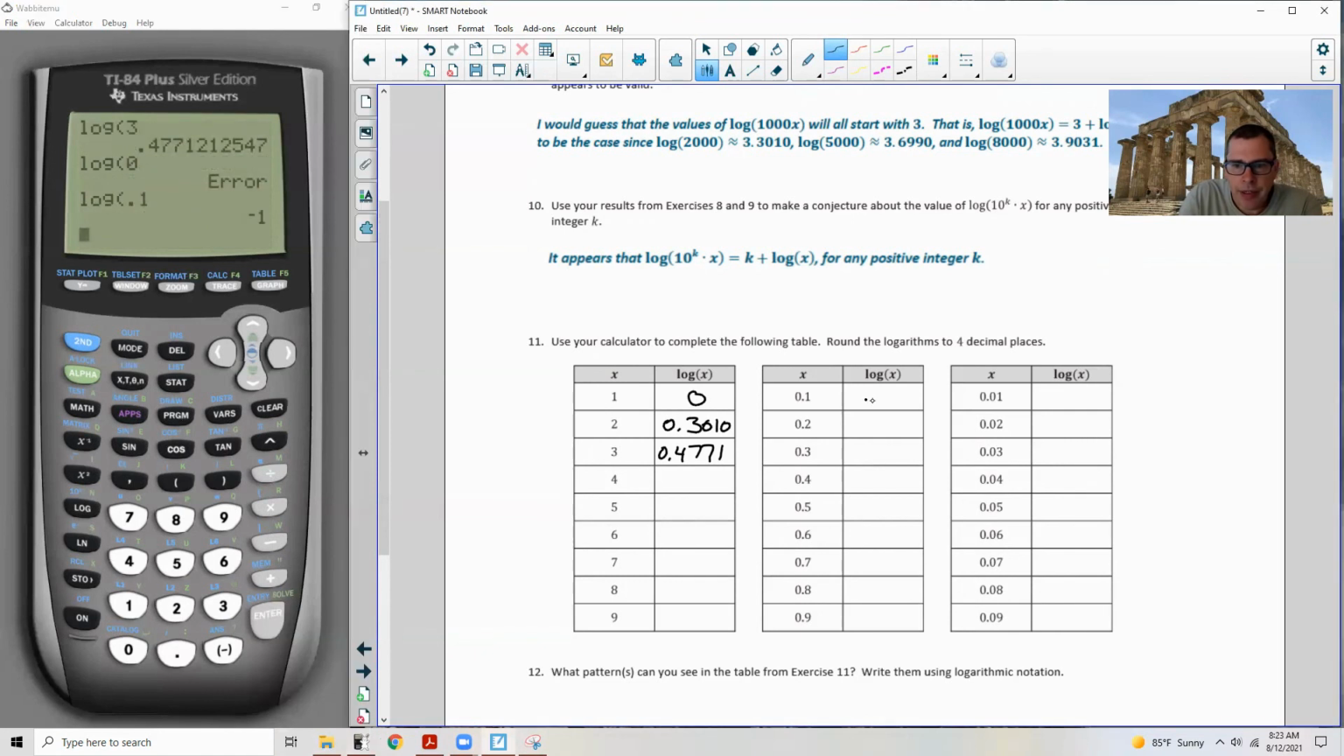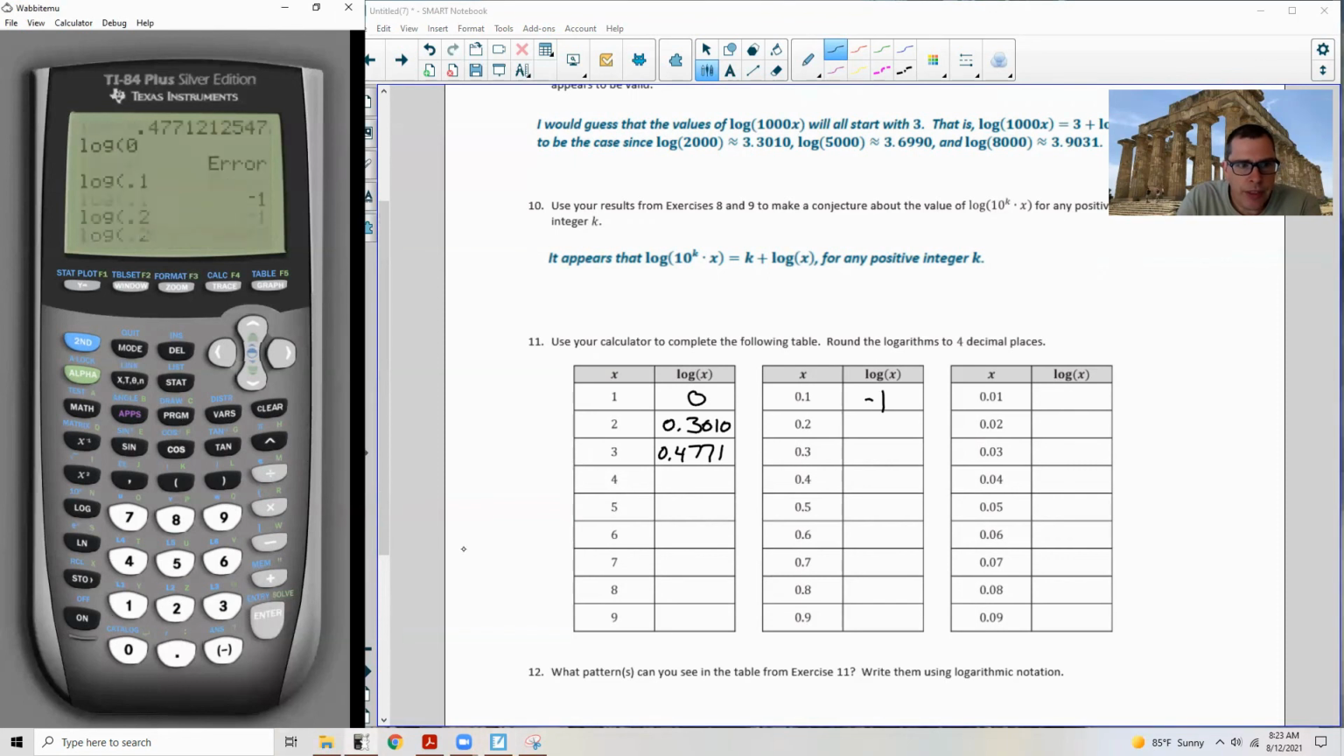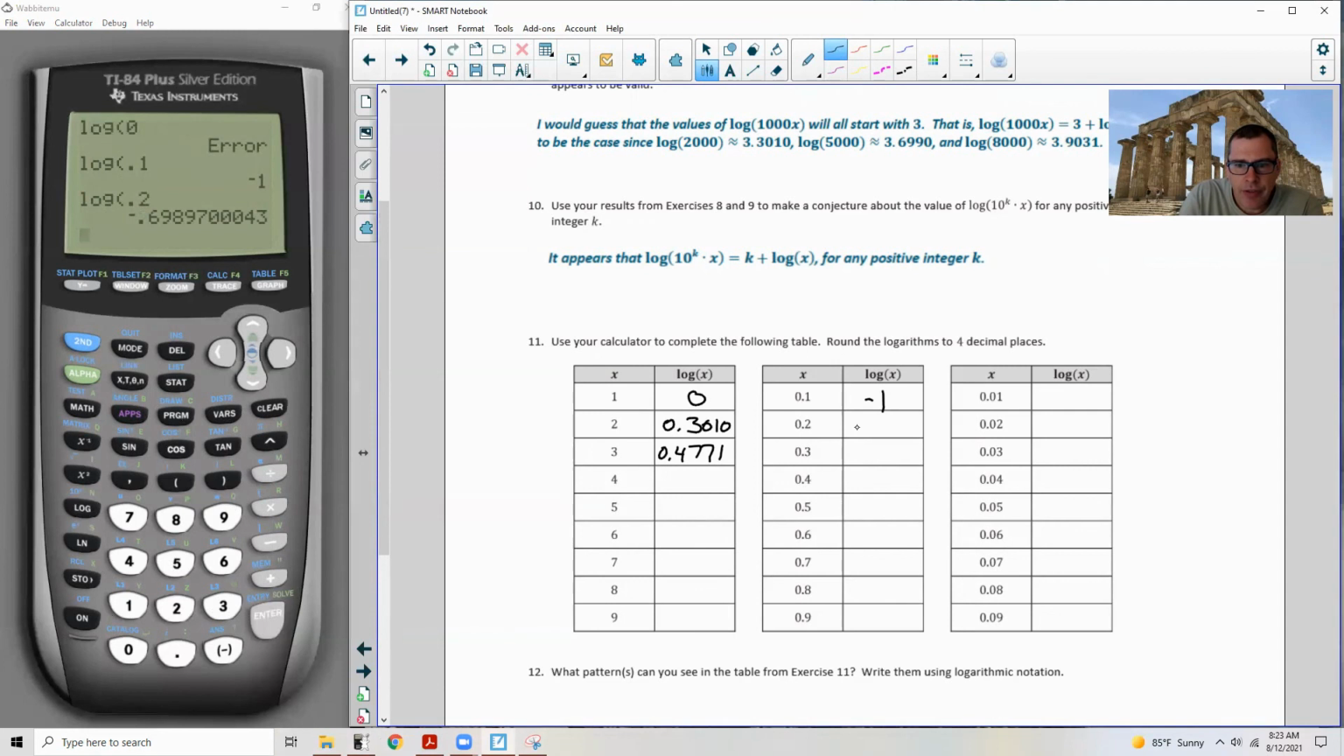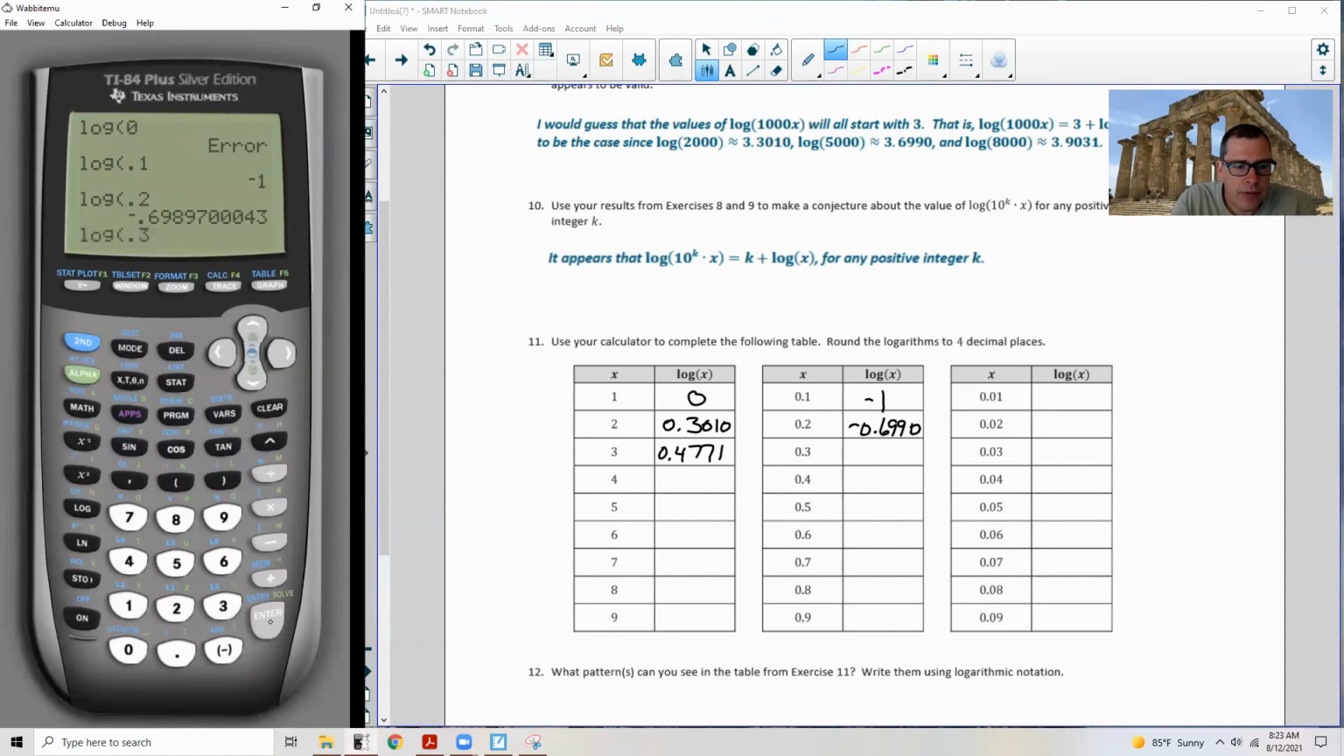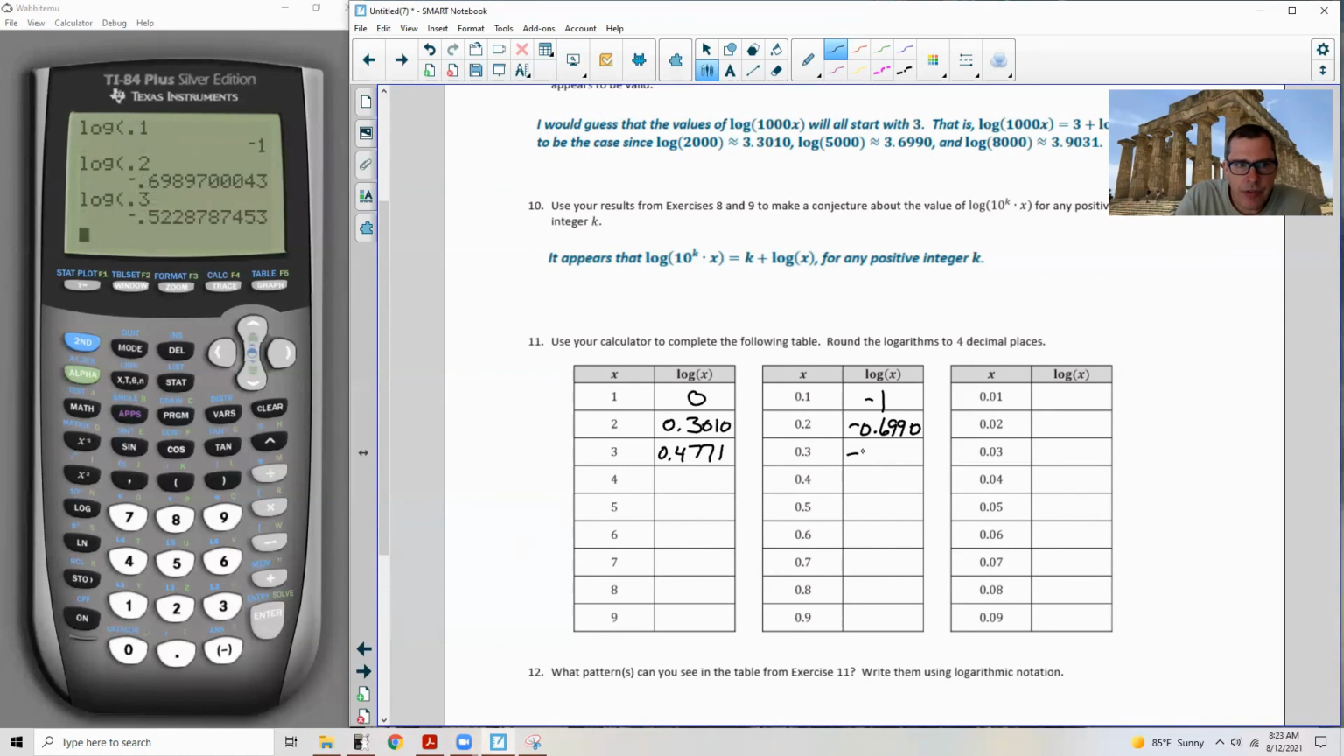And it is -1. The log of 0.2 is -0.6990. Okay, the log of 0.3 is negative point, I'll say 0 point. I want you to understand that the ones position is 0, -0.5229. So notice what's going on here.